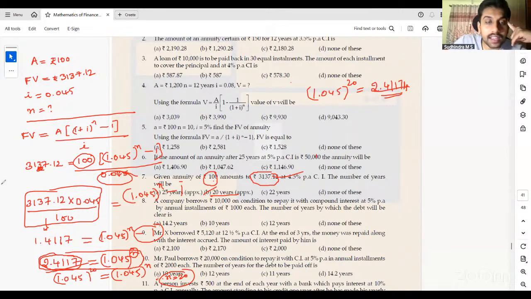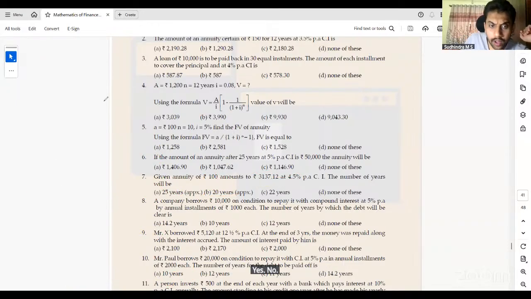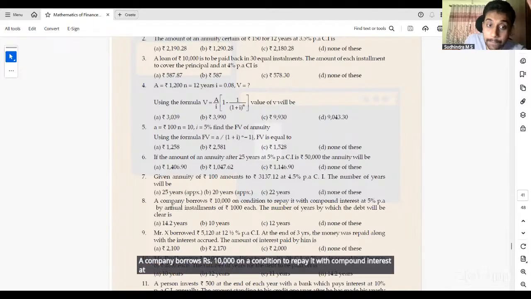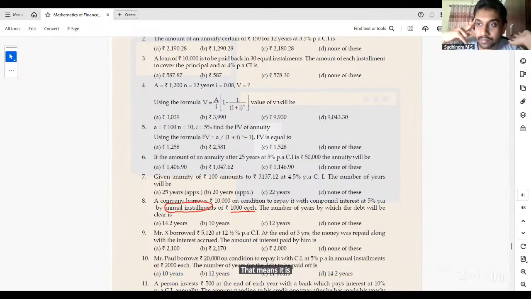Okay. Can I erase what's there on the screen? Yes. Now, a company borrows rupees 10,000 on a condition to repay it with compound interest at 5% per annum by annual installment of 1,000 each. That means it is annuity. Correct? And here, what is the annuity amount, Kushal?